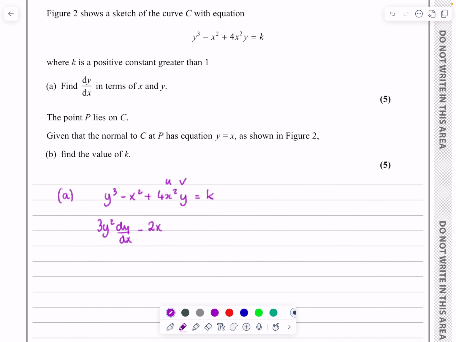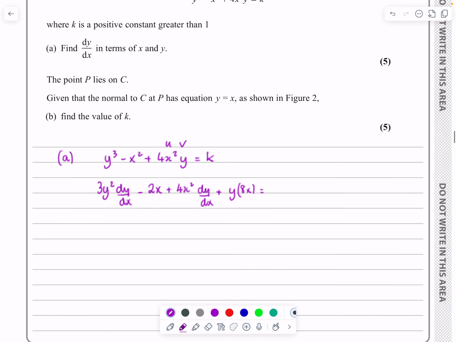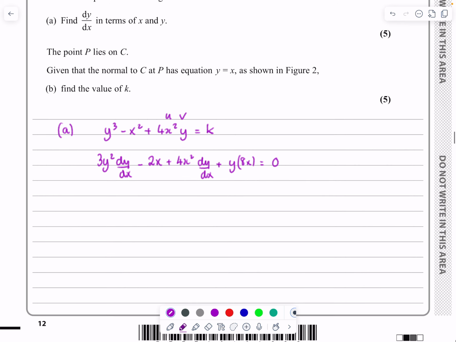So you should be really good at doing the product rule by now. I'm just going to do this as u dv dx plus v du dx. So u dv dx, u is 4x squared, and dv dx, the differential of y, is dy by dx. Plus v du dx, well, v is just y on its own, and the differential of 4x squared is just going to give me 8x there, is equal to the differential of k, well, that just goes, so no problem with that.